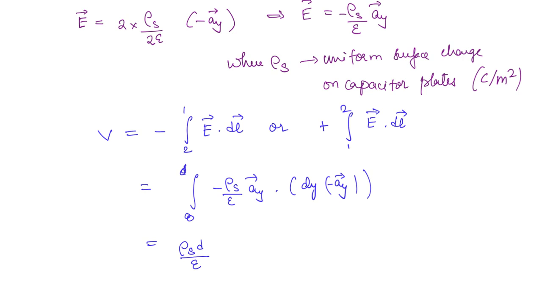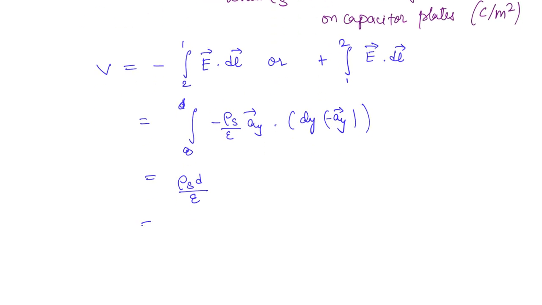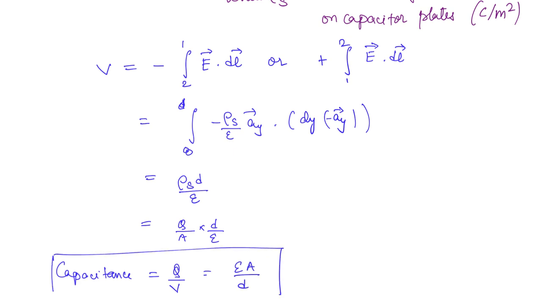So rho s you can further write as, rho s is nothing but the uniform surface charge density, that is charge per unit meter. So you can write in terms of the charge as Q by A into D by epsilon. Then what is capacitance? We know it is the ratio of Q and V, okay? So Q by V you can get from this expression. So what will be that expression? It is going to be epsilon A by D. So this is the value of capacitance for a parallel plate capacitor.